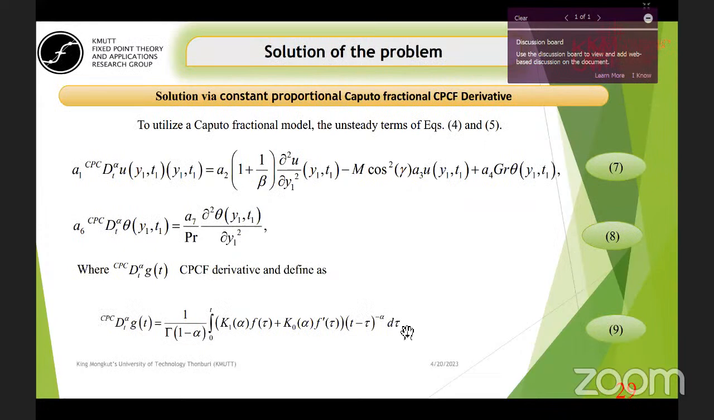Now I apply two different fractional operators. First I use the constant proportional Caputo fractional derivative to make our system more generalized. We call that the generalized model. I apply the CPC operator on the energy equation and momentum equation, where CPC is the constant proportional Caputo fractional derivative, and its definition is given in equation number nine.